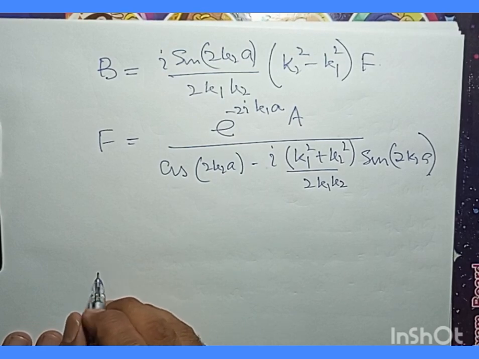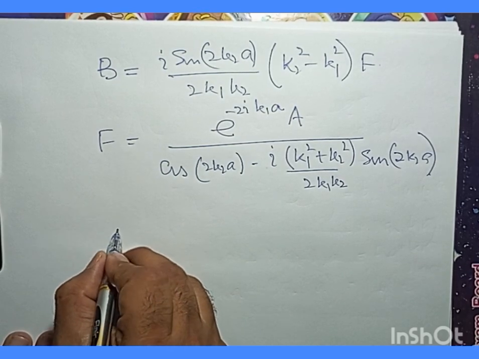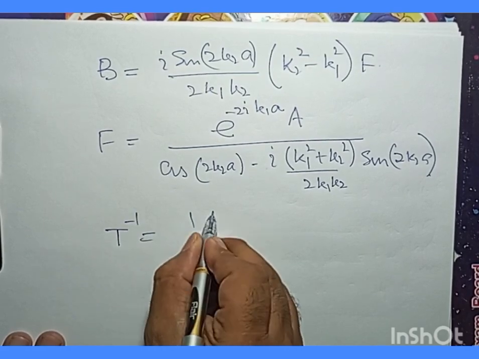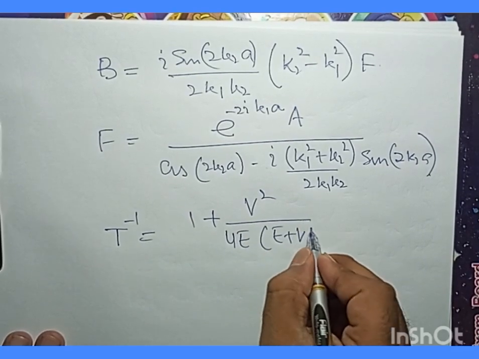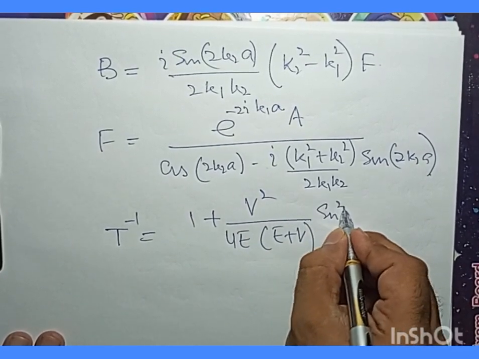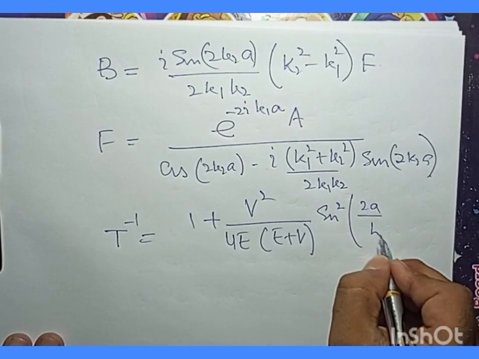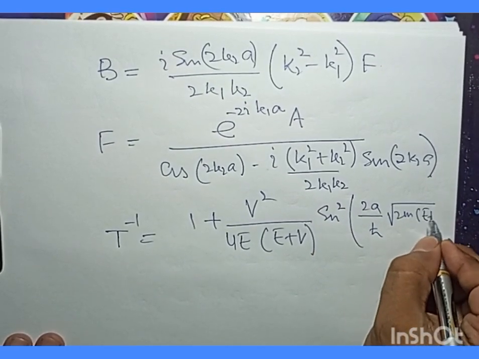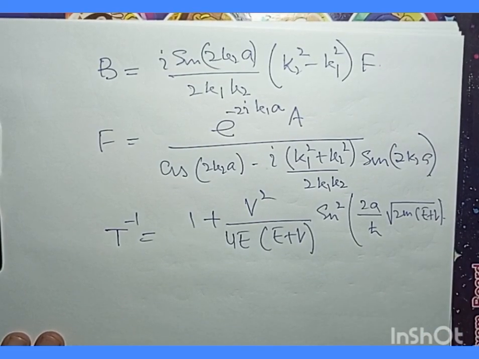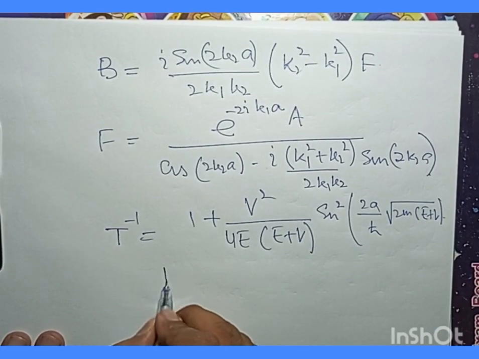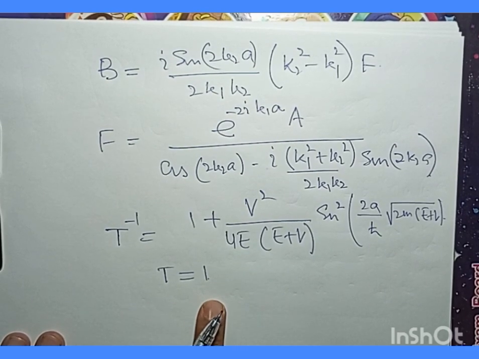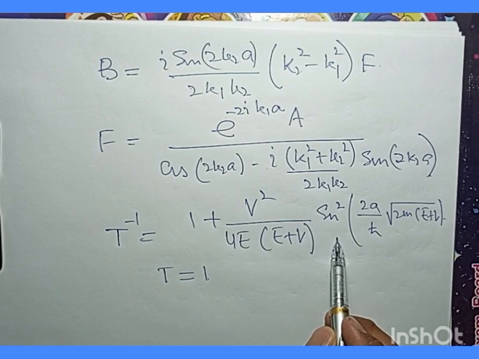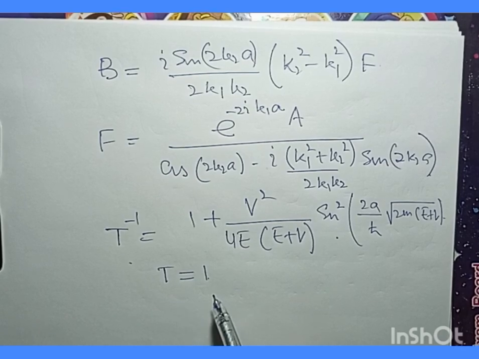and we can write down the transmission coefficient in terms of the original variables. So the transmission coefficient comes out to be T to the power minus 1 equals 1 plus V square by 4E times (E plus V), then sine square of 2a by h cross under root of 2m times (E plus V). And what we can notice in this equation is that T becomes 1, and the well that we have becomes transparent, and whenever this sine is 0, we can say that T becomes 0.